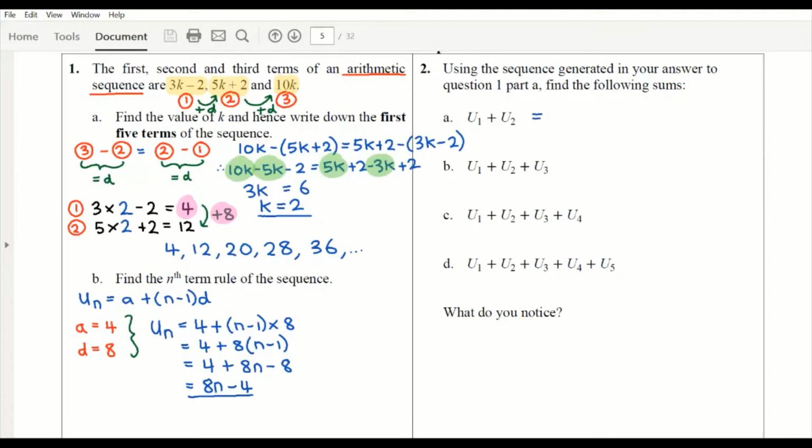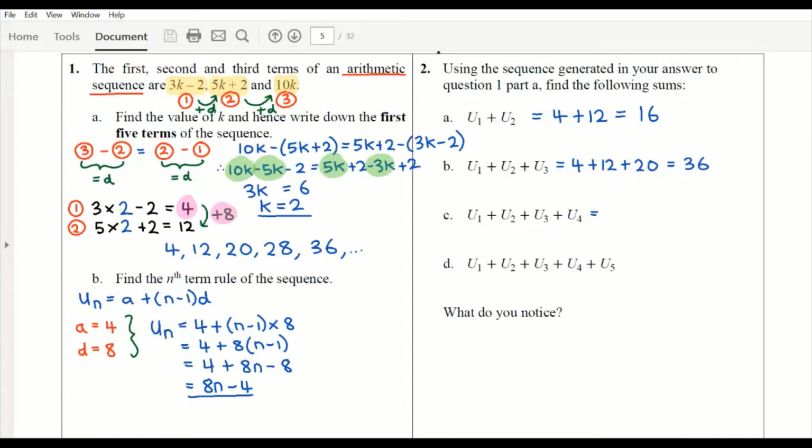So if I add the first 2 terms, that's simply going to be 4 added to 12, which is, of course, 16. Okay, and then I add the first 3 terms. So this is going to be 4 added to 12, added to 20. So in other words, I add 20 to my previous sum, if you like. So that's going to be 36. Ooh, okay. And then I add the fourth term.